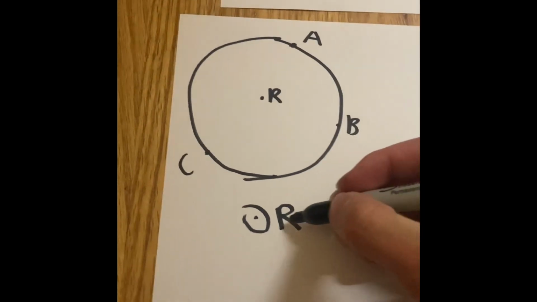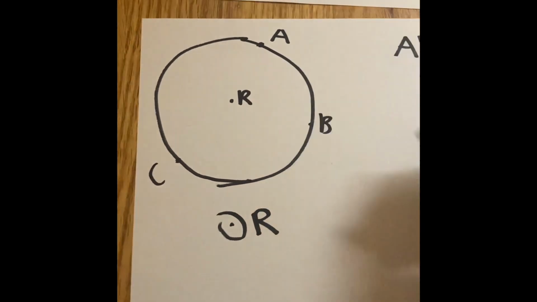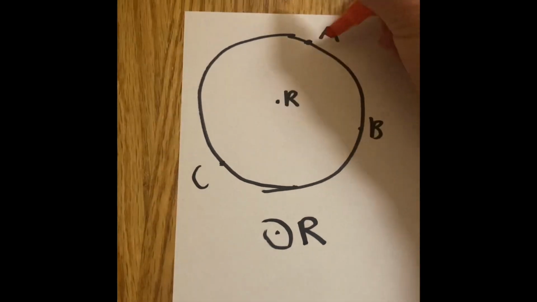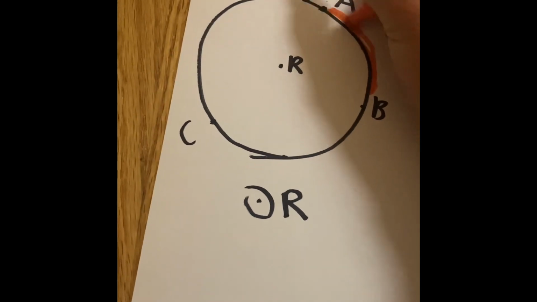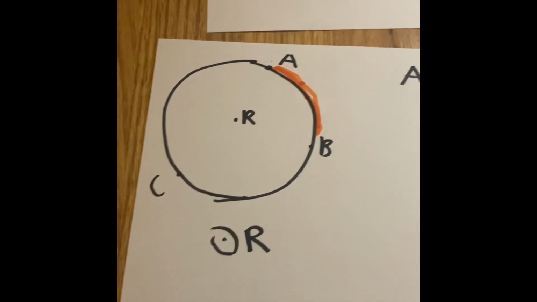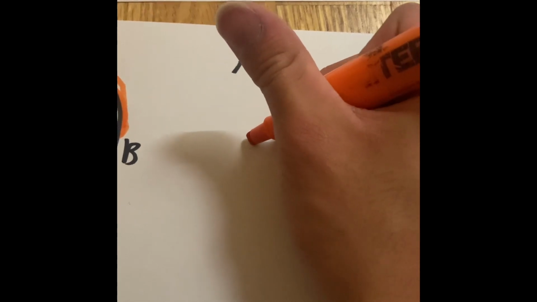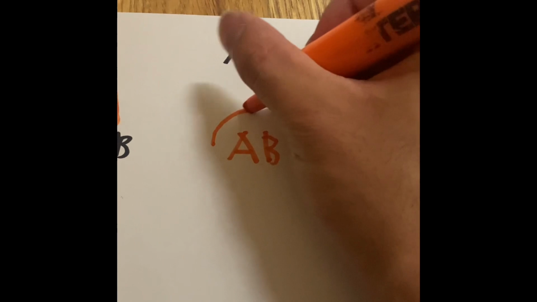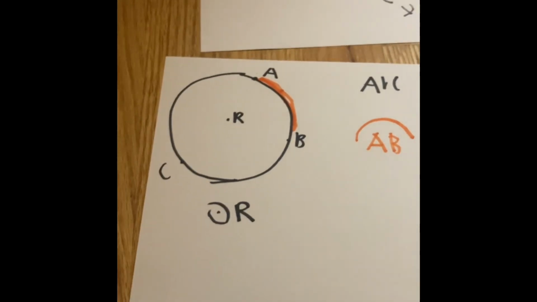So right here, we have circle R. And an arc is going to look like this. So let's say A to B is an example of an arc. So if you try to use this in a geometry proof, what we're going to say is A to B, but we're going to have a symbol that looks like this, because it's telling us that it's an arc to a circle.